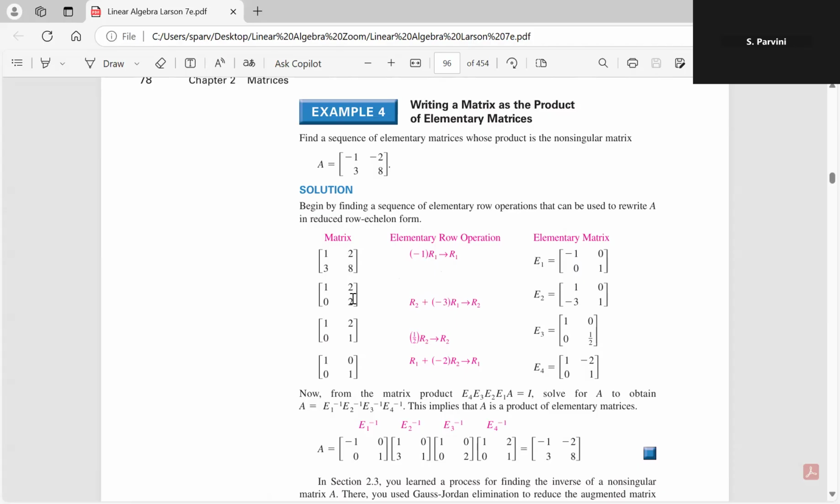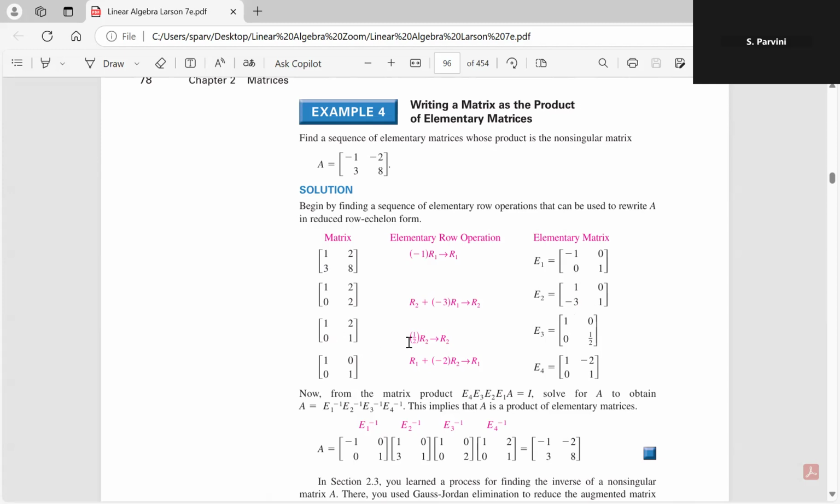And then he goes down here. He's got his leading 1. He needs to get 3 to become 0. He says, I'm going to do -3 times R1 added to R2. And then he gets this. Well, he's going to do -3 times R1 added to R2 of an identity matrix 2 by 2. This is what you're going to get.